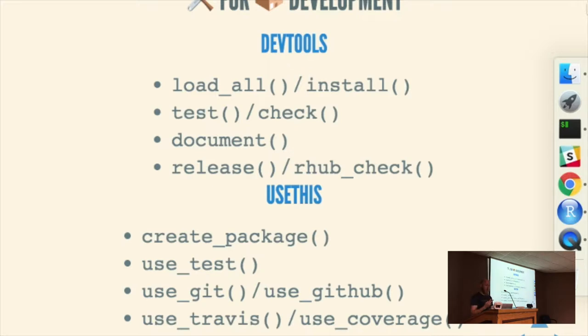And the second package is called UseThis. So this package is basically a bunch of functions that were originally part of the DevTools package and have recently been spun off into their own package. And basically what this package is focused on is making easy helper functions for you to set up different aspects of an R package, to make it really easy to create a new package, set up the testing infrastructure, have that package use Git or push the package to GitHub, and do things like set up Travis continuous integration for your package or set up code coverage. It's all a bunch of helper functions to set up various things that would be tedious.